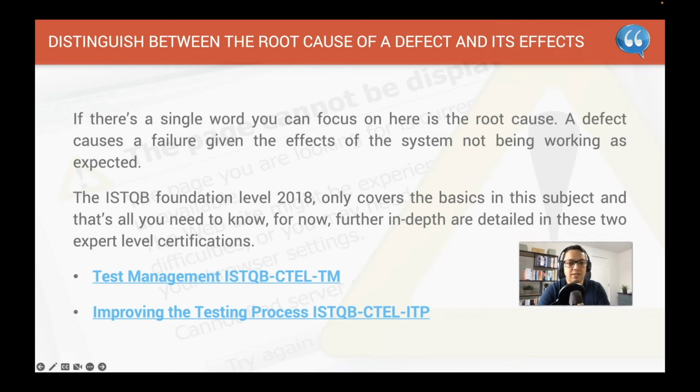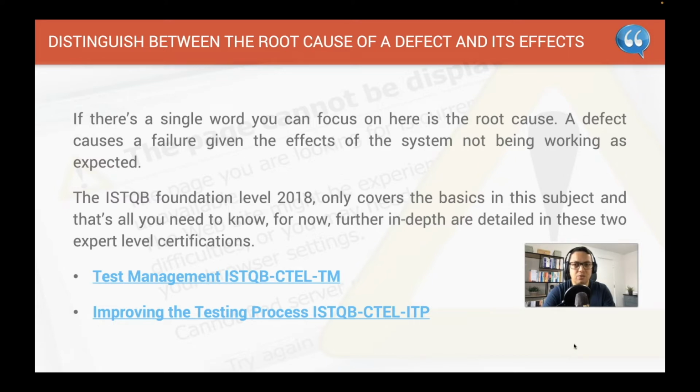This next slide talks about the root cause of a defect. In this foundation level, it doesn't expand in full detail about the root cause, but it is an important point to talk about. And like I said here, if there's a single word you can focus on, it is the root cause. That word, okay.